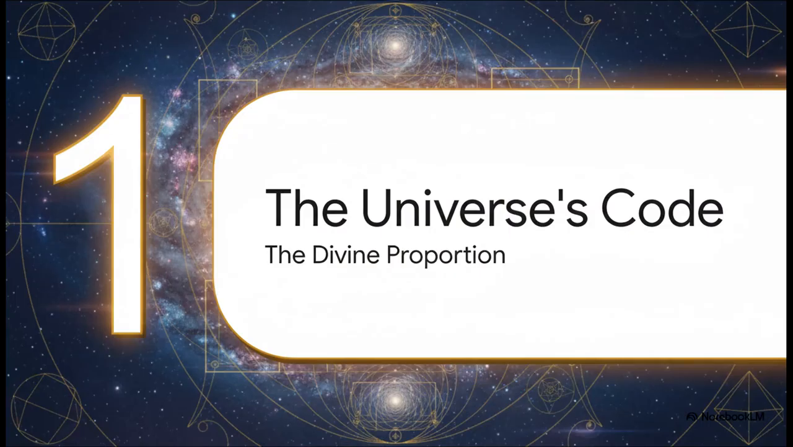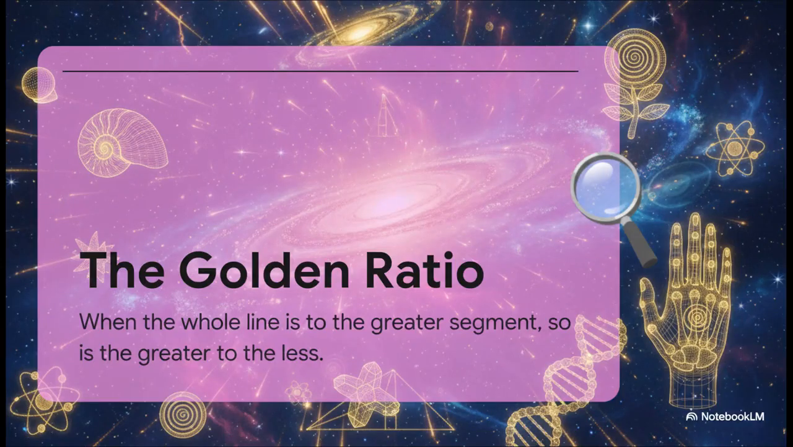All right, so the key to this hidden language isn't found in words, it's found in numbers. It's a mathematical principle that has fascinated people for centuries, a proportion so perfect that it's even been called divine. It all starts right here, with an idea from the ancient Greek mathematician Euclid.